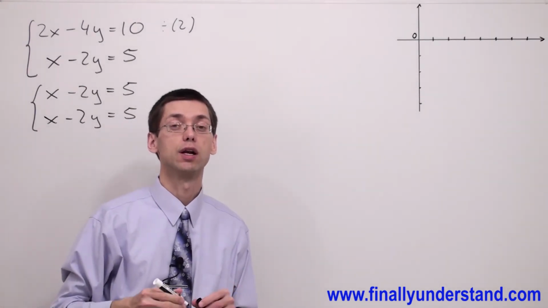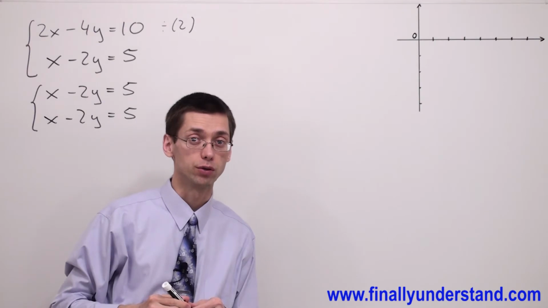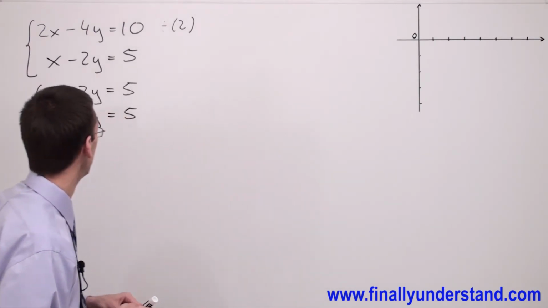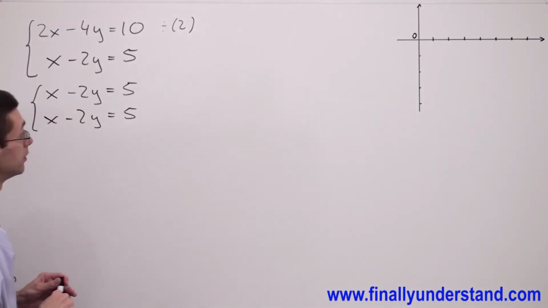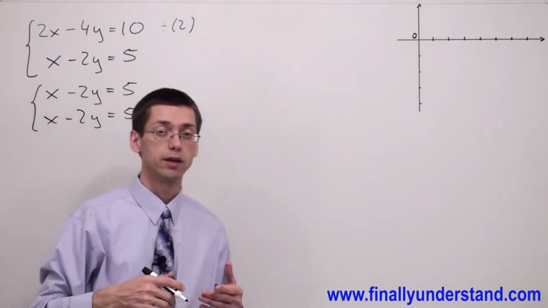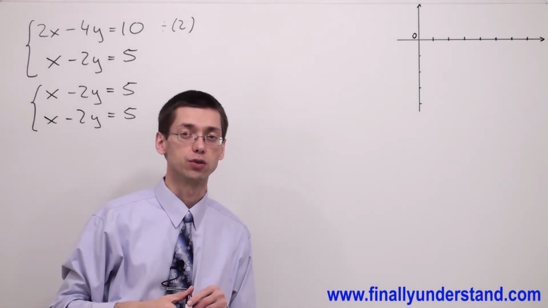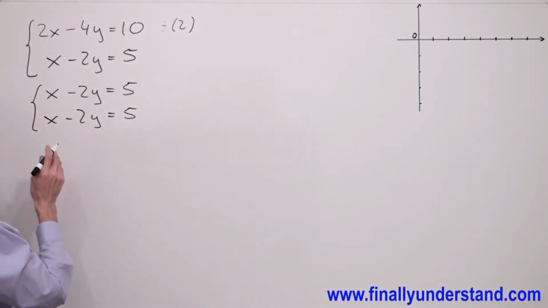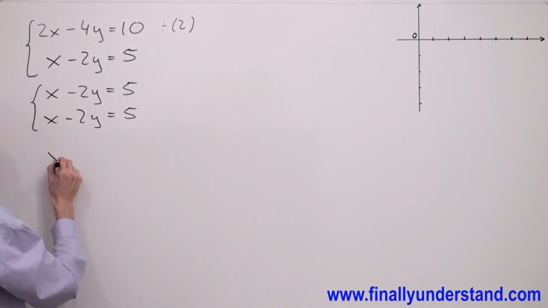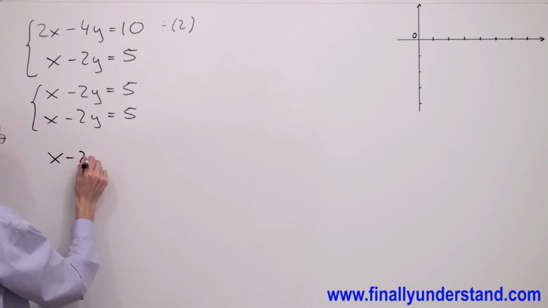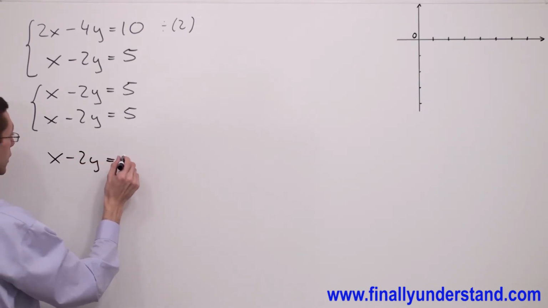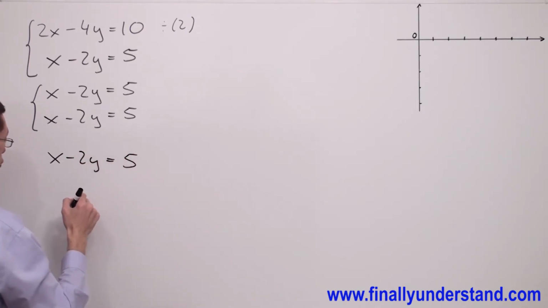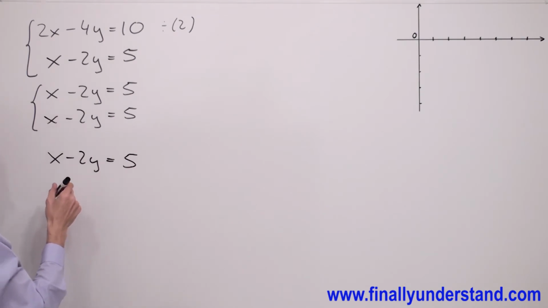In order to draw the line, we're supposed to have at least 2 points. In order to get 2 points, we're supposed to find the intercepts, because I believe this is the easiest way to draw the line. So I have to find the x-intercept and the y-intercept. I'm going to take one of them. So I have x minus 2y is equal to 5. I'm going to solve this equation for y.